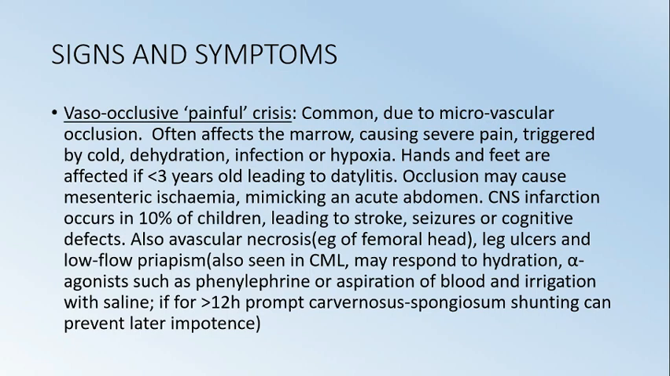So let's go into some signs and symptoms that we see with sickle cell. First, and very common, the vaso-occlusive painful crisis. It's called painful for a reason. It's very common and it's due to microvascular occlusions. What happens is intermittent episodes of vascular occlusions, especially in connective tissues and musculoskeletal structures.